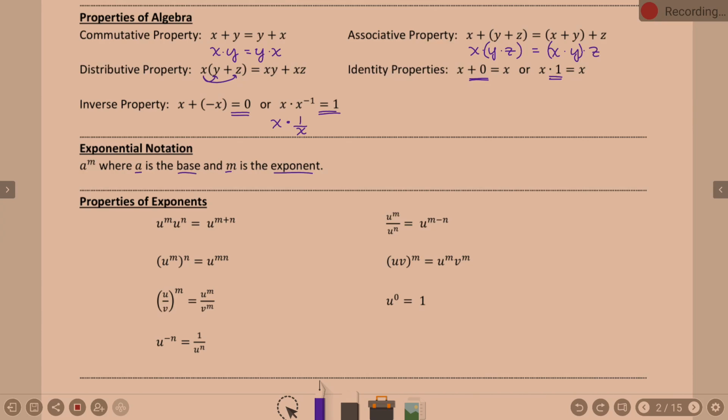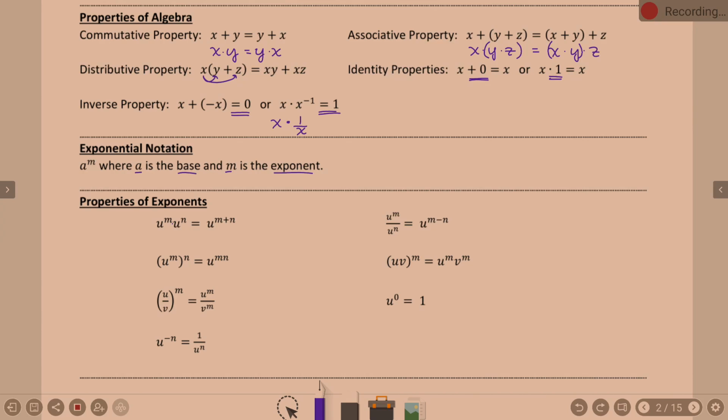u to the m times u to the n. We reviewed these second semester algebra 2, I think it was second semester. If you're multiplying and the bases are the same, what do we do with the powers? You add them. So if you're multiplying and the bases are the same, keep the base, add the powers. Over here, you have a similar thing with division, right? If you're dividing and the bases are the same, keep the base and subtract. Okay, so know these rules.